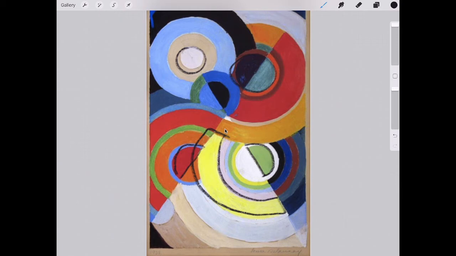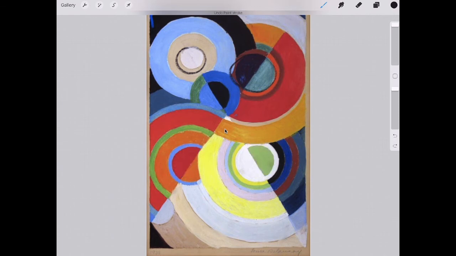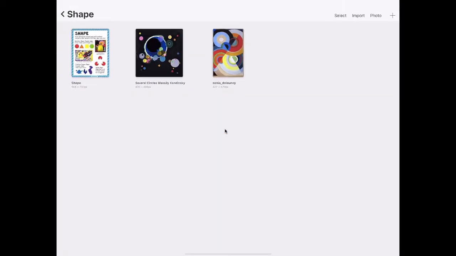If you were to make an artwork that just used shapes, what would it look like? How could you make an artwork with just shapes? Would you use colors to make your shapes? Or would you use lines to make your shapes? How could you make an artwork with just shapes?